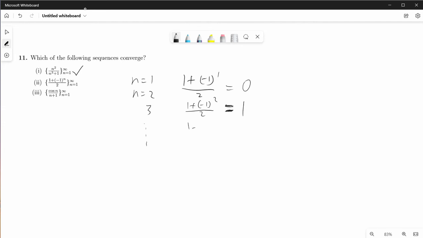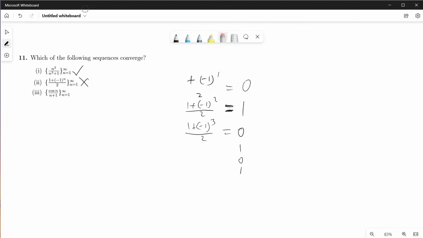And then it oscillates. Every odd power is going to be 0, and every even power is going to be 1. So there's a pattern as this sequence oscillates between two numbers. And since this sequence does not approach a number, it's always just 1 or 0, 1 or 0, 1 or 0, the sequence does not converge to a number. We know what the sequence is, but we cannot conclude that it converges. So number 2 does not converge.